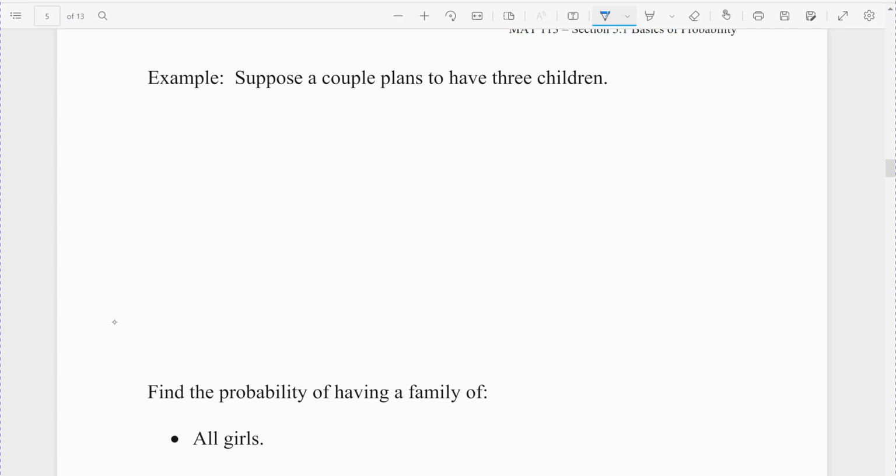Right? The probability of having a girl is 1 out of 2. Probability of having a boy is 1 out of 2. Alright, so again, there are 2 possible outcomes. Alright, so we have child 1, child 2, child 3, and then all outcomes.